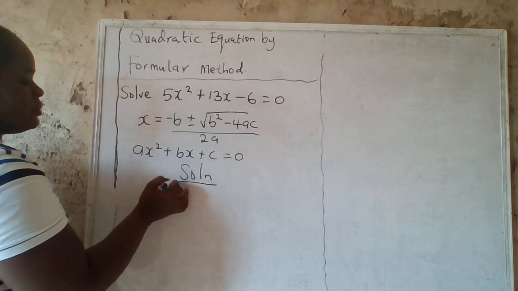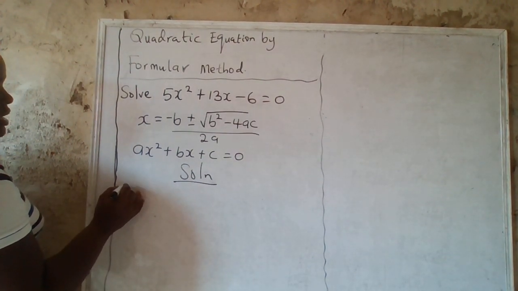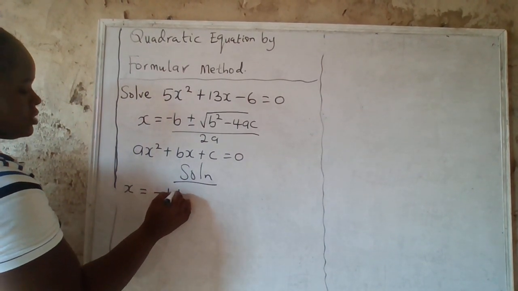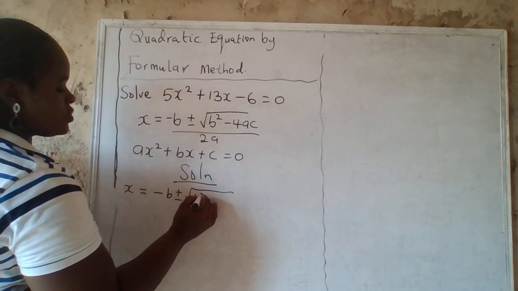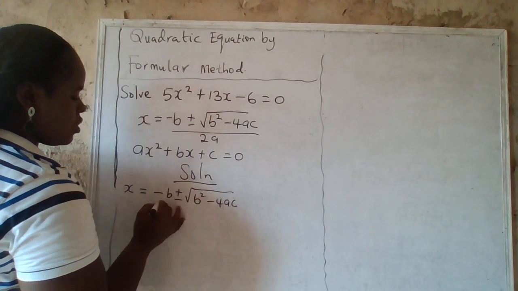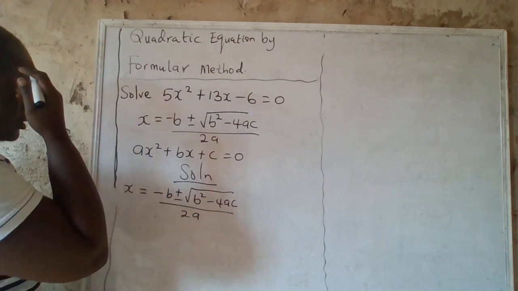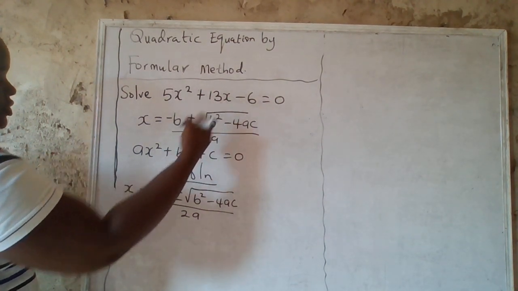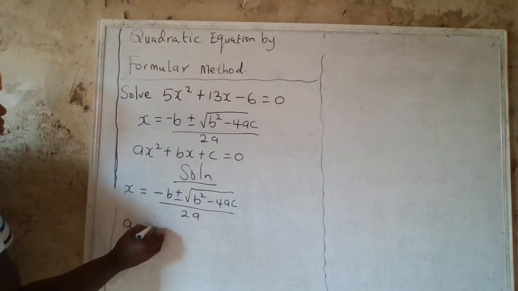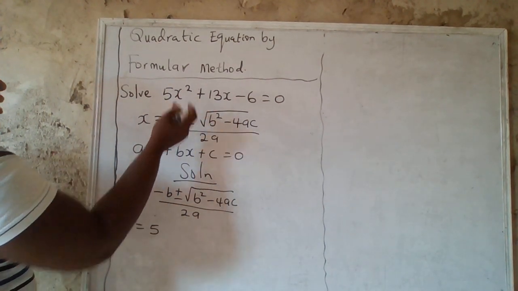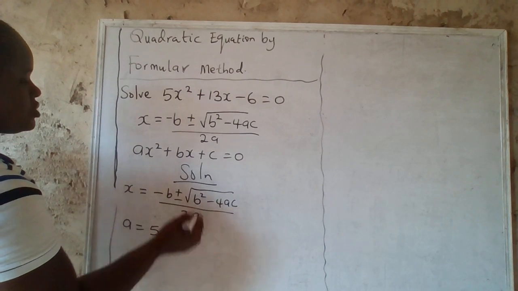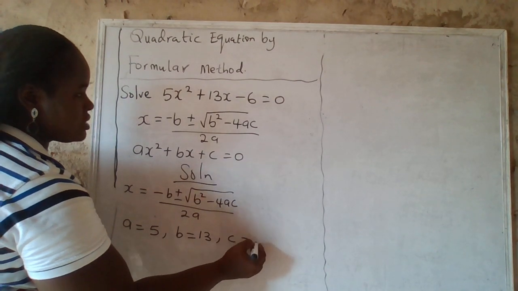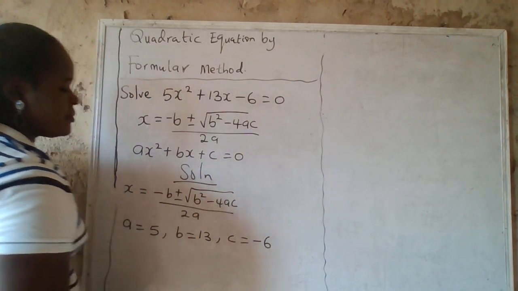So, solution to our problem, we have that x is going to be minus b plus or minus, I'm putting the formula, square root of b squared minus 4ac all over 2a. Now, comparing this general form with our given equation, we will have that a is equal to the coefficient of x squared, and b is equal to the coefficient of x, which is 13, and c is the constant term there, which is minus 6. Good.